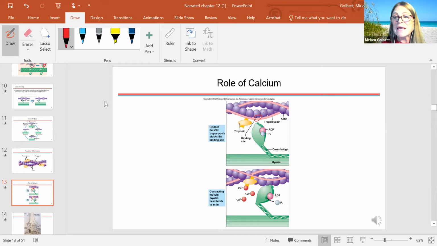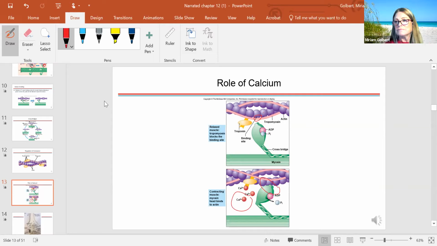So when calcium comes in, attaches to troponin, remember, anything we add to a protein changes the conformation, and that is enough for tropomyosin to slide away from the active site, and that's how they can form the cross bridge. The head of the myosin touching or binding to the actin.